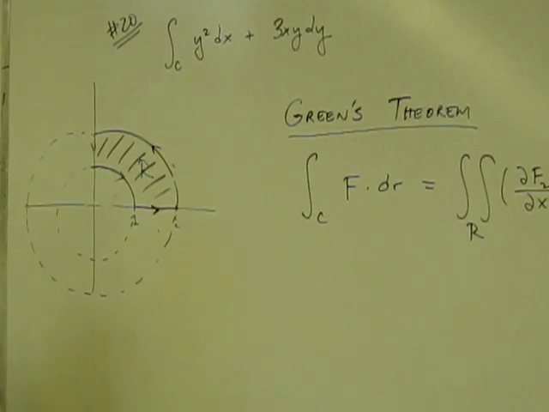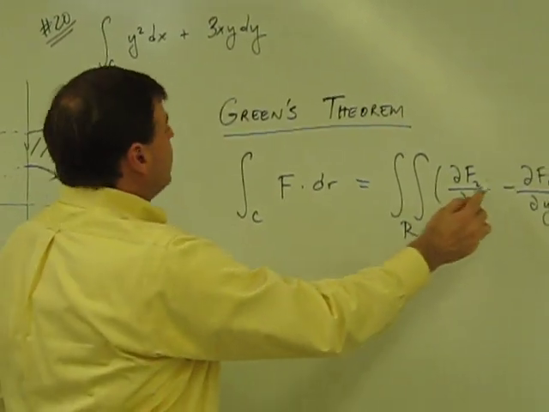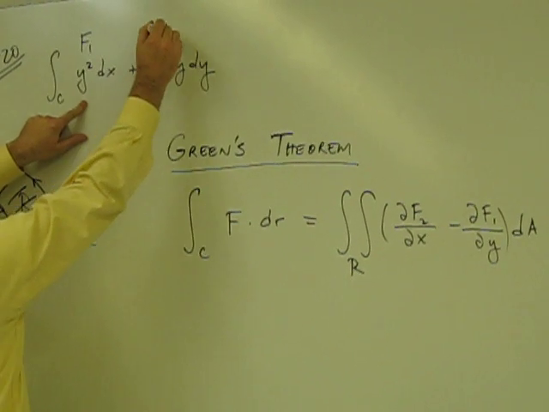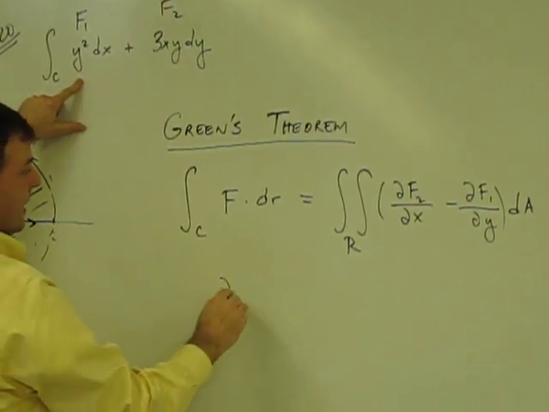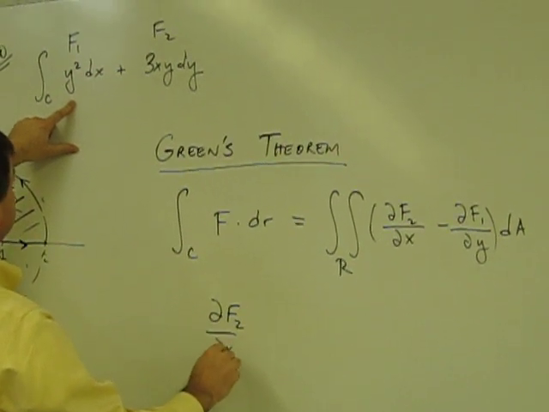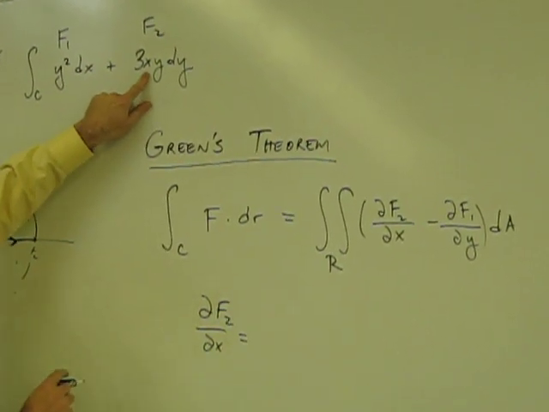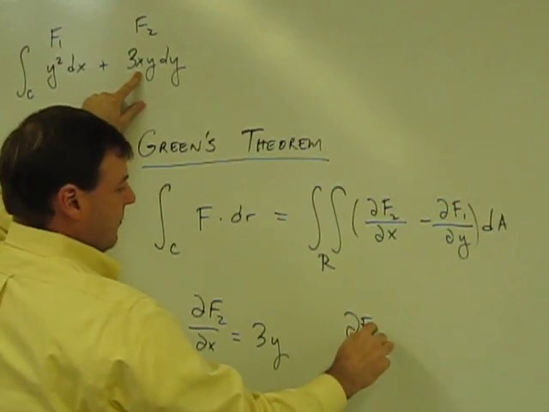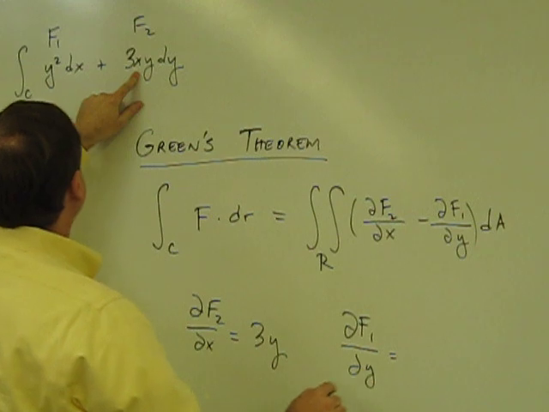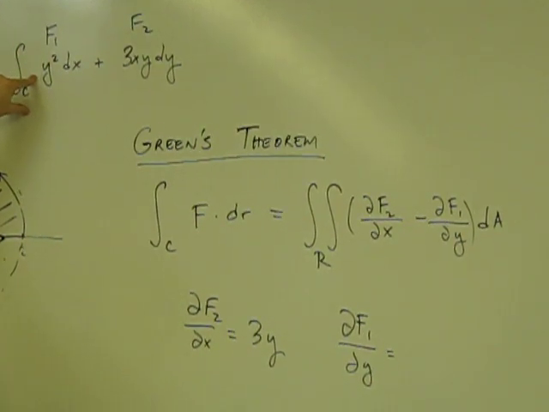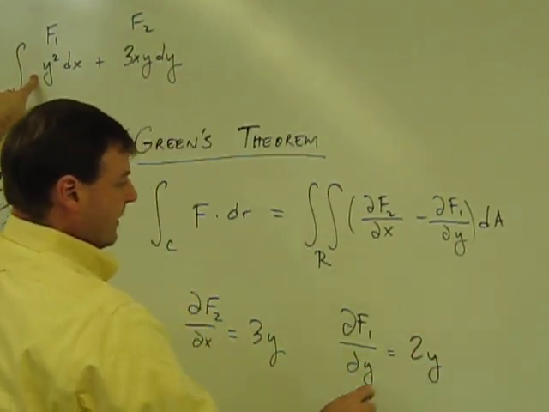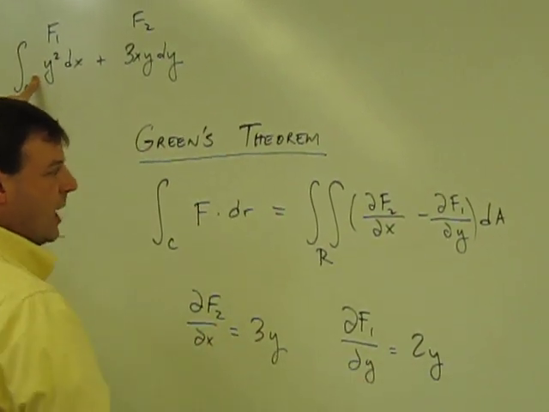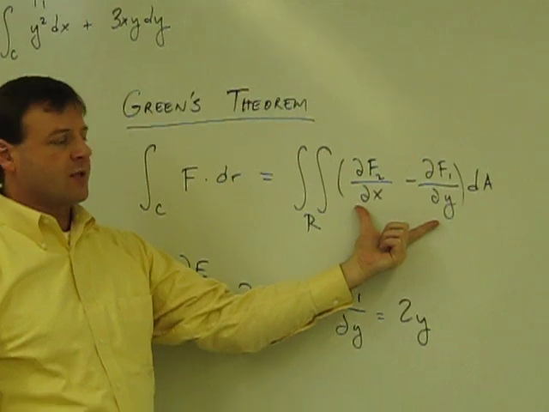I need to get these terms here. So again, in this setting here, this is our F1 and this is our F2. So del F2 del x is equal to, I'm taking the derivative of this with respect to x, I get 3y. And then del F1 del y, I have to take the derivative of this with respect to y, I get 2y. So the difference between them is 3y minus 2y, which will be y. So this term in the integrand is just going to be y.